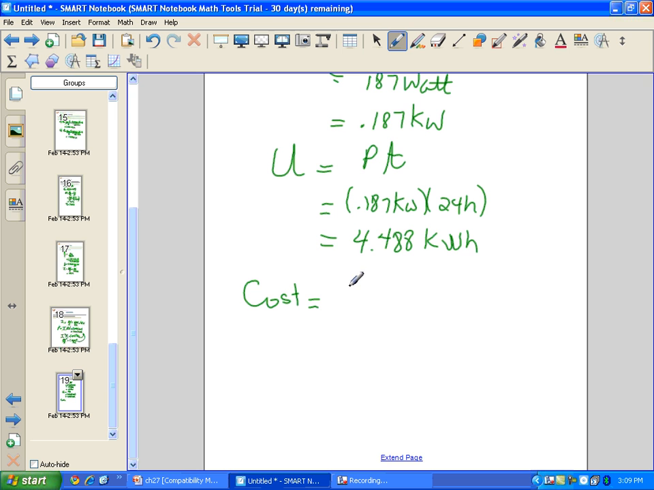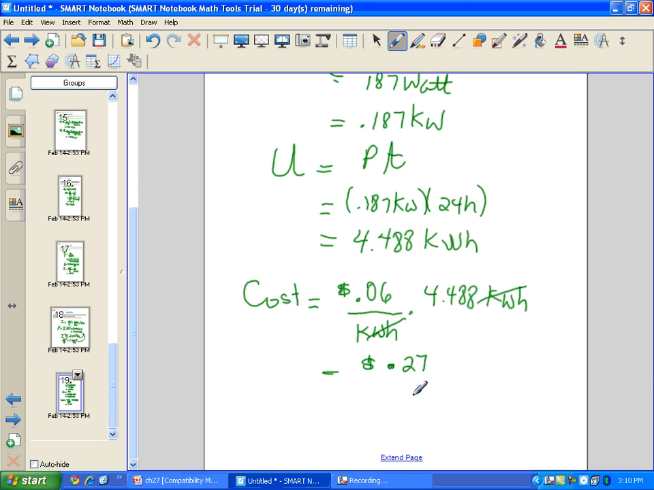Now that we know this, we're ready to calculate the cost. Remember that the cost was 6 cents or $0.06 per kilowatt hour. When we take our kilowatt hours and multiply by the 6 cents, of course, our units of kilowatt hour cancel. It only costs us $0.27 to operate this lamp per day. In other words, 27 cents.